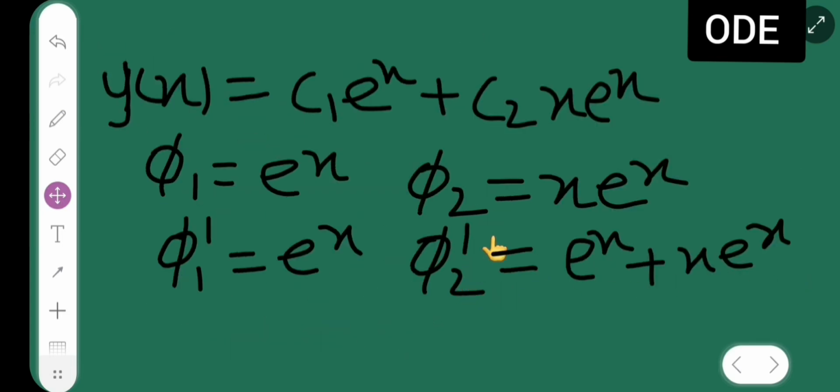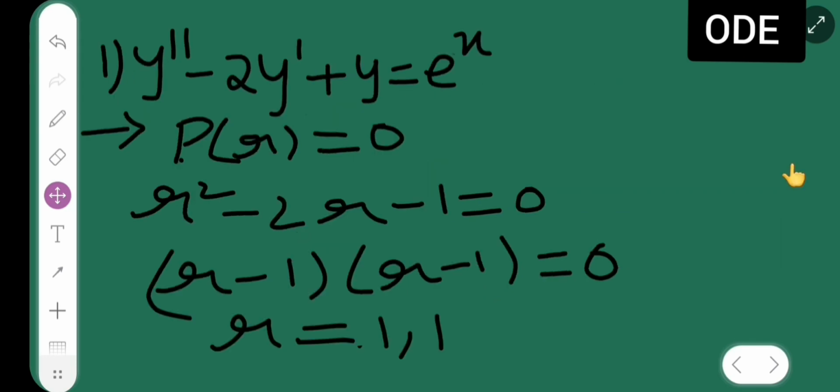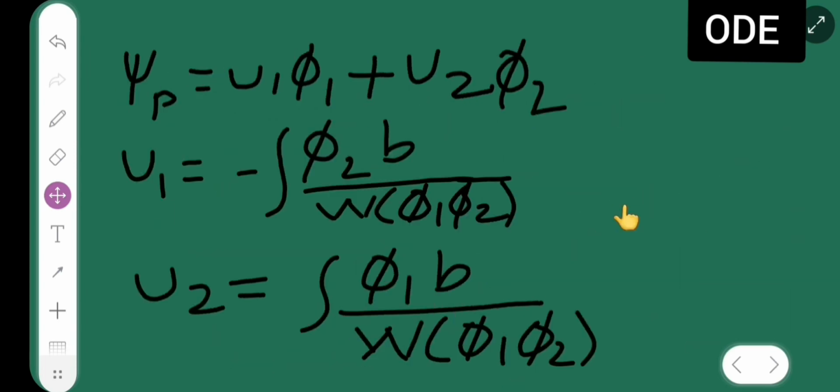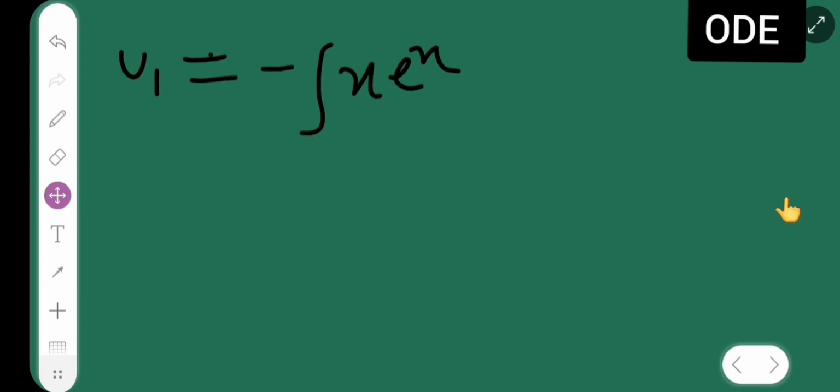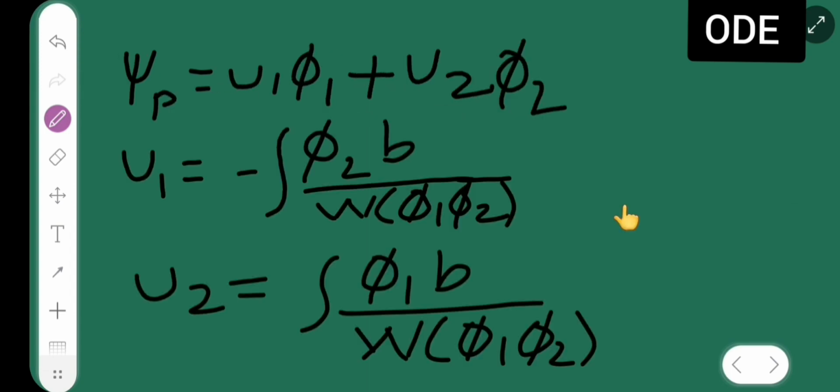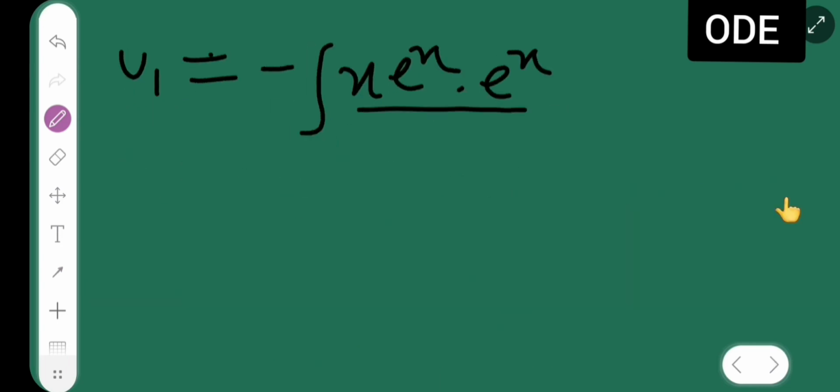See, this is my phi 2, x e raised to power of x, and my b is this, e raised to power of x. So let me write down. My b is nothing but e raised to power of x upon Wronskian. What Wronskian did I get? e raised to power of 2x.